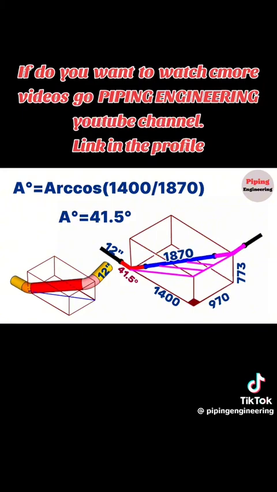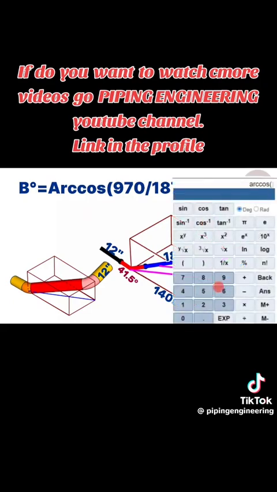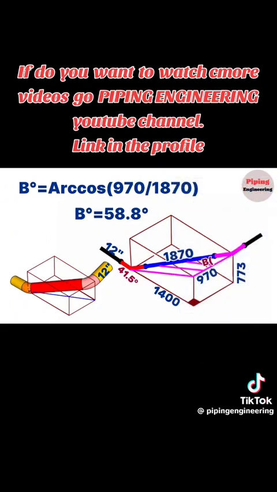In a pink right triangle, the length of the adjacent side is 970 mm and the length of the hypotenuse is 1870 mm. Marking the degree of the elbow with the letter B. According to the trigonometric function, B degree will be equal to arccosine 970 divided by 1870. Using the scientific calculator, we find that arccosine 970 divided by 1870 will be equal to 58.8. So, we calculated and found that the above pink elbow's degree is 58.8 degrees.